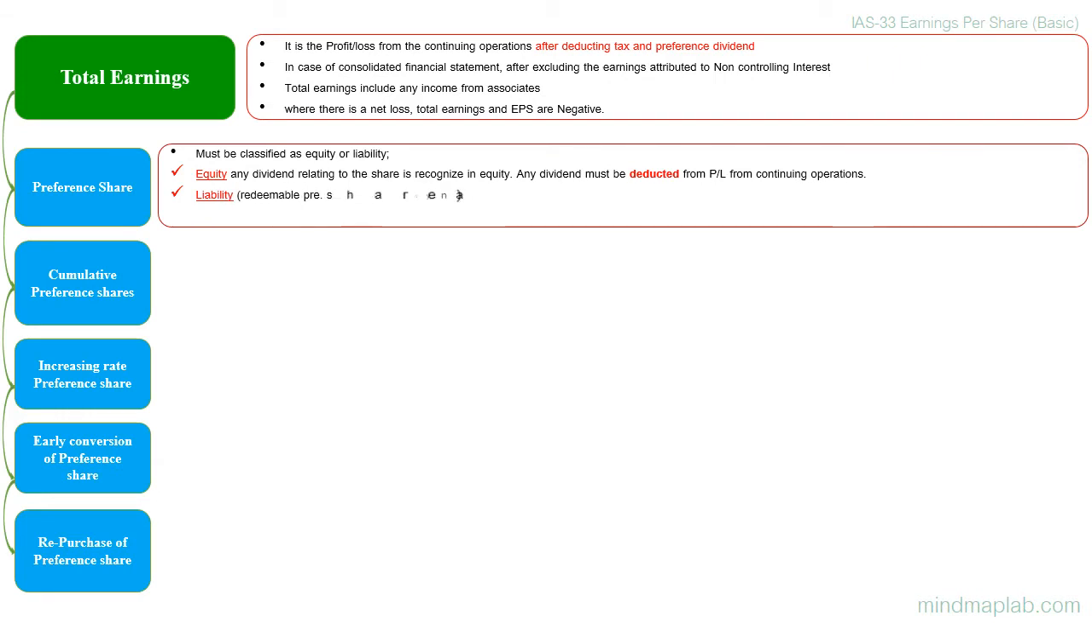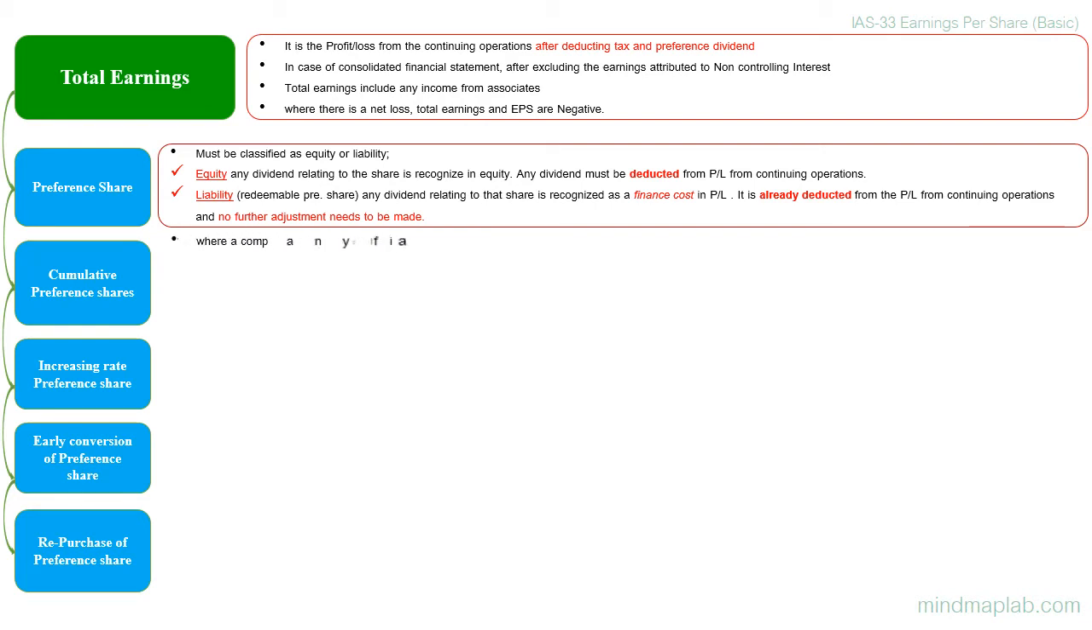If treated as liability, that is redeemable preference share, any dividend relating to that share is recognized as a finance cost in profit or loss. As it is already deducted from the profit or loss from continuing operations, no further adjustment needs to be made. Cumulative preference shares.